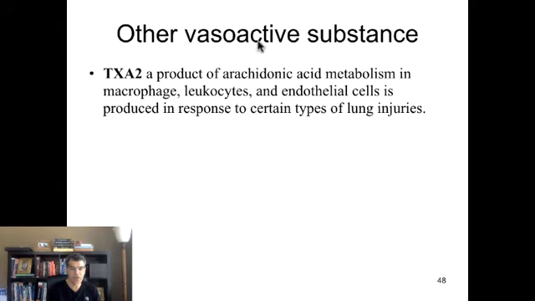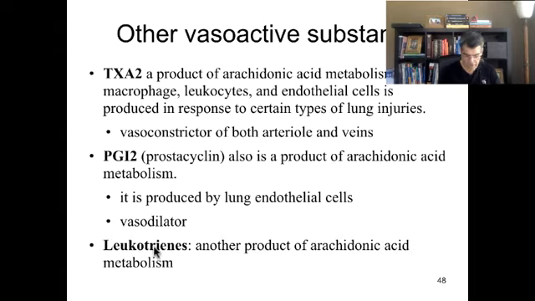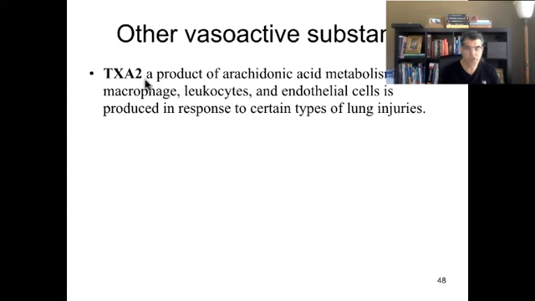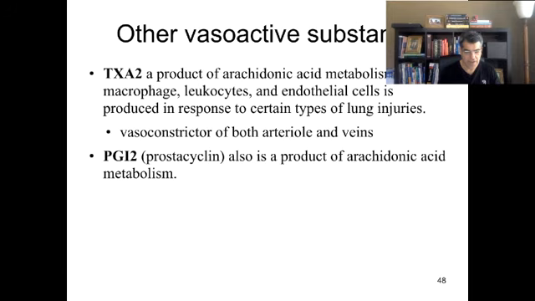There are all other vasoactive substances like thromboxane A2, like prostaglandin I2, or like leukotrienes. You remember thromboxane A2 is a vasoconstrictor. Thromboxane A2 can be released from the lung tissue in a specific type of lung injuries. Some injuries are going to make your lung produce thromboxane A2, and as a result of that, thromboxane A2 is going to cause vasoconstriction of both arteriole and veins.